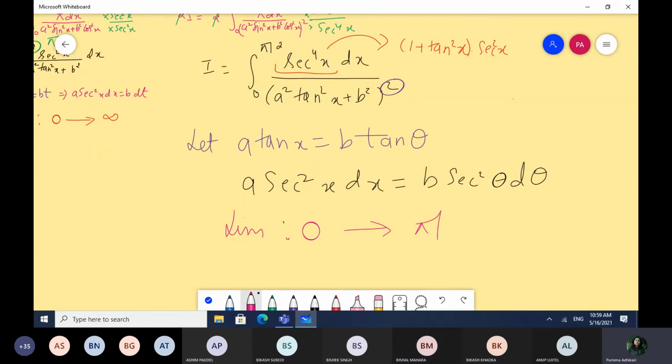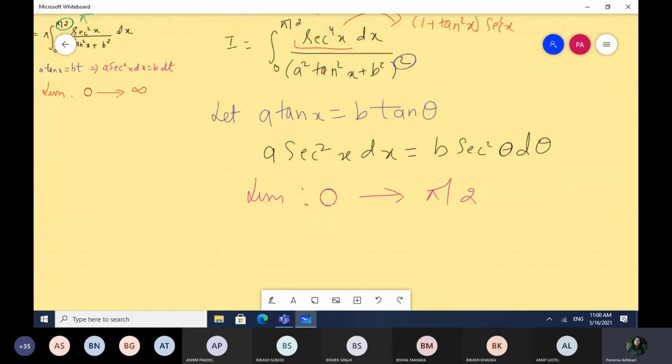Again pi by 2. Okay, what if it was pi? Tan pi is 0. You will get theta also equal to 0. So again your limits of integration could have been 0 to 0 if you don't change your upper limit. Okay, so that is the reason here also you had to change your limit of integration from 0 to pi to 0 to pi by 2. So limits of integration remain as it is, 0 to pi by 2.